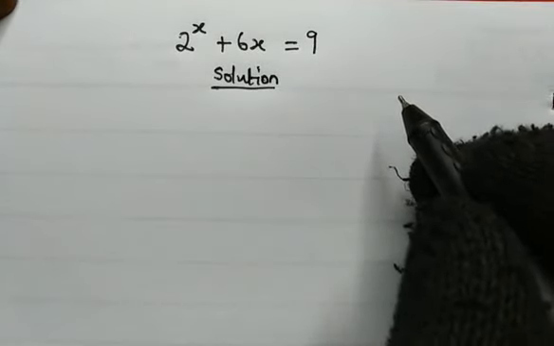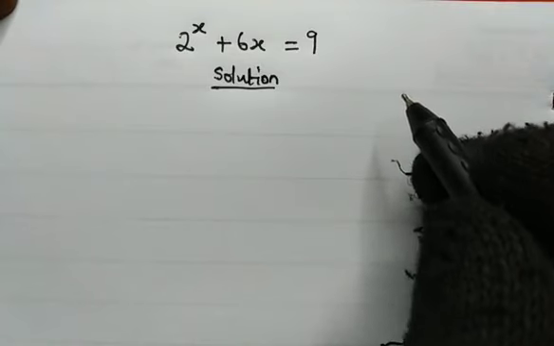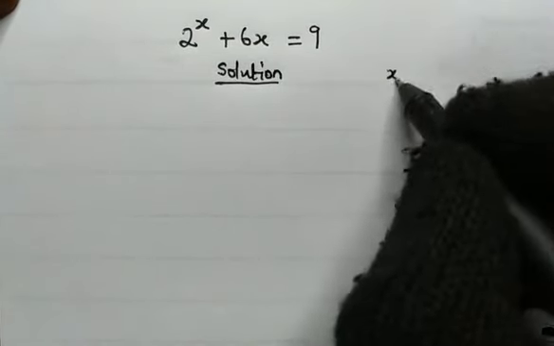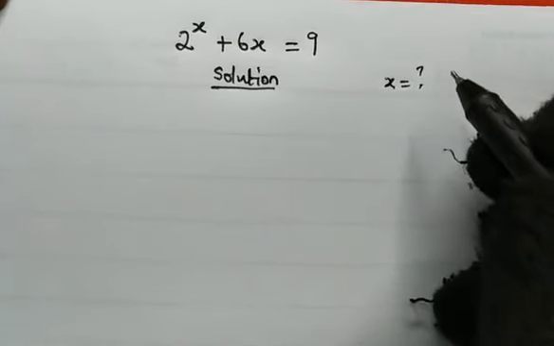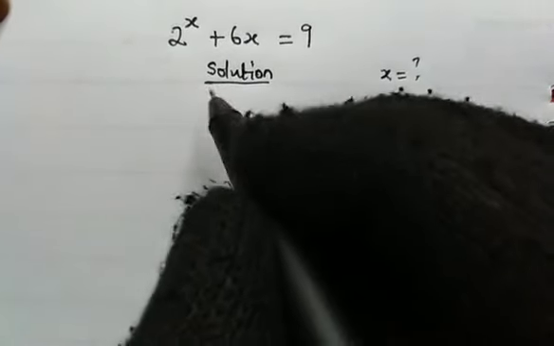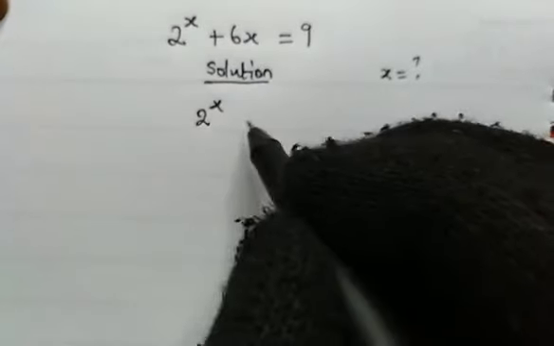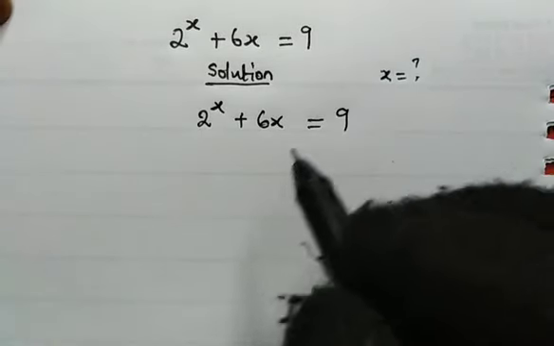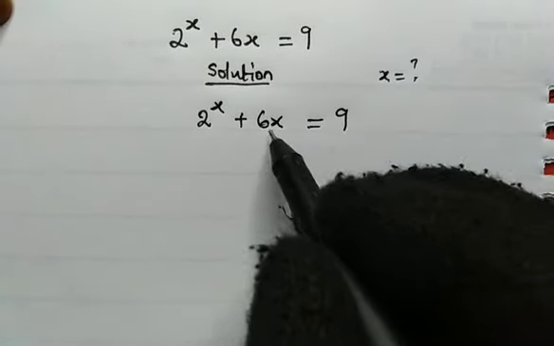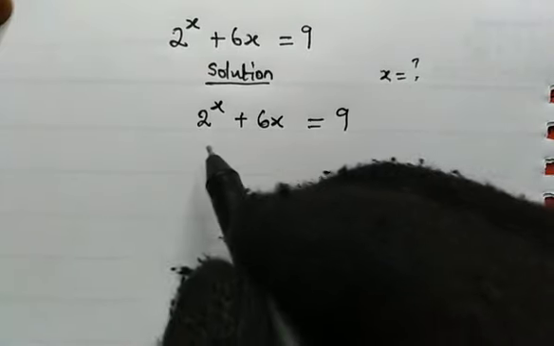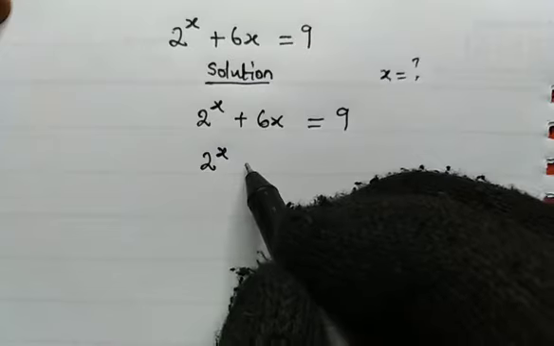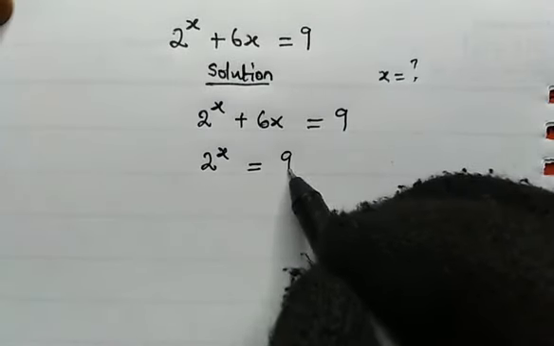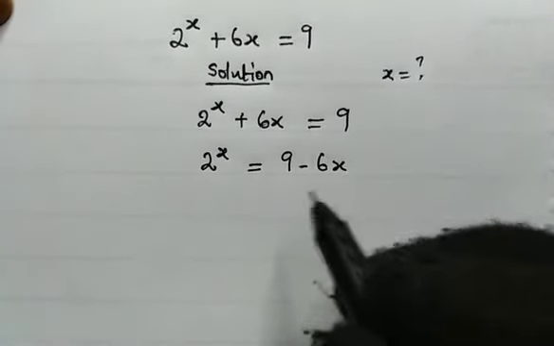Today we have this interesting equation, and here we're going to solve for the value of x, right? Now let's get started. From the left hand side we have 2 to the power of x plus 6x. This is equal to 9. In our next step, let's subtract 6x from both sides. So here we get 2 to the power of x. This will be equal to 9 minus 6x.